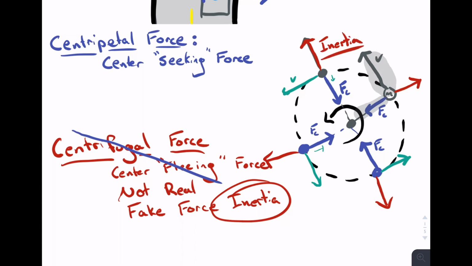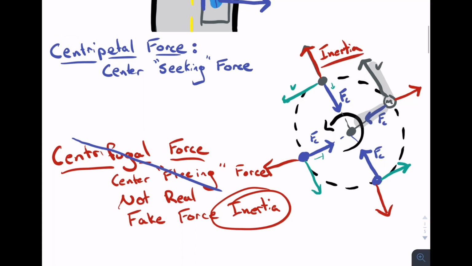This is the way the object was moving. All right, it wants to keep moving in that direction, so we call that inertia. It couldn't do that because the centripetal force was pulling it in, and so this force changed the object's motion, so now it's moving that direction.